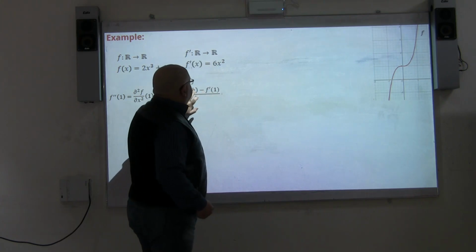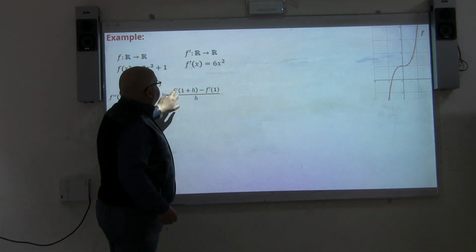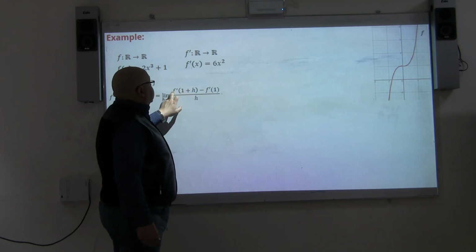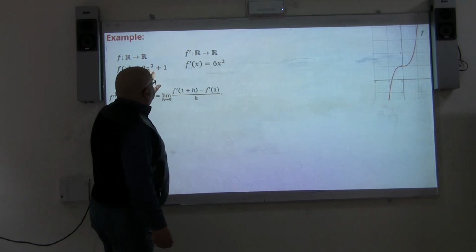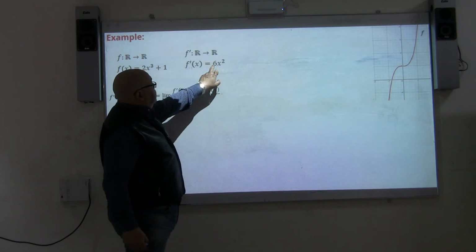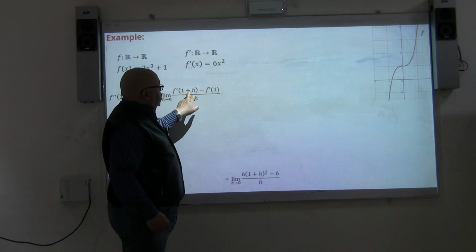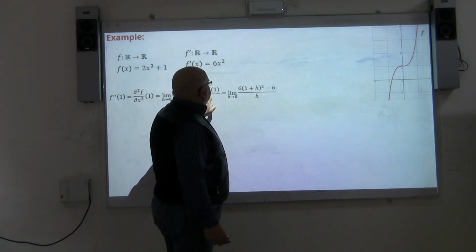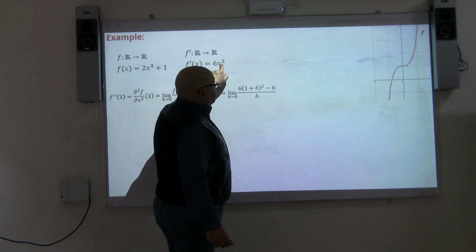I'm applying the rule, but instead of having f at 1 plus h minus f at 1, I'm using f dash. So instead of using 2x cubed plus 1, I'm using 6x squared. If I make a substitution, 6 times (1 plus h) to the power of 2, that's the shape, minus f dash at 1, so replacing it is going to be 6.